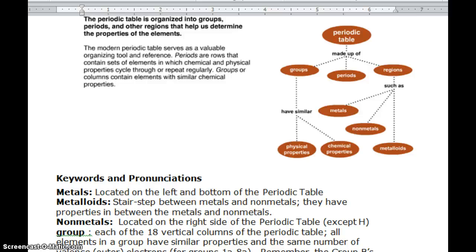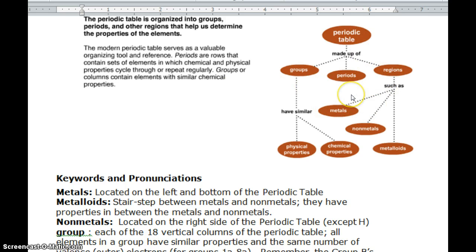This is part 2 of 3.02. The periodic table is organized into groups, periods, and other regions that help us determine the properties of the elements. So the periodic table is made of groups up and down that have similar physical and chemical properties. They're made of periods going across, and they're made of regions.